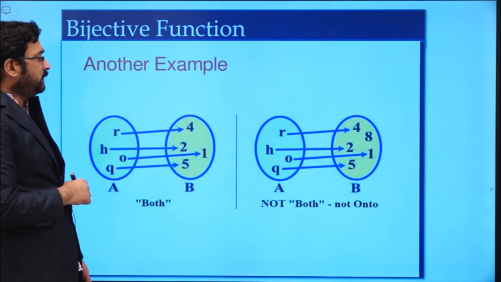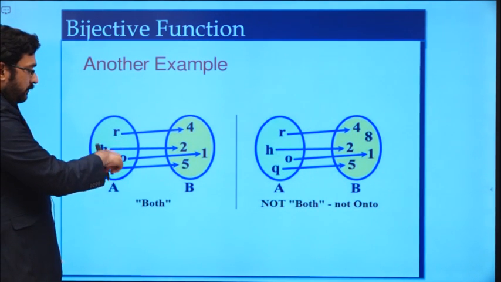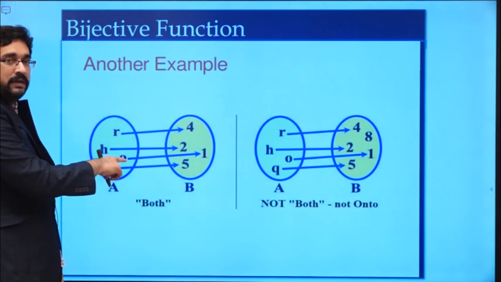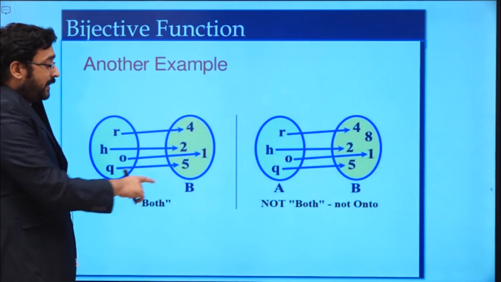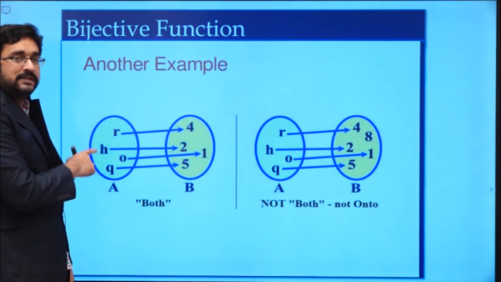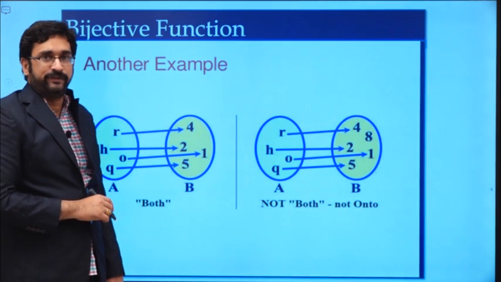Take one more example. Here this is bijective because here the domain has 4 elements, and here 4 elements. As distinct elements of the domain are mapped to different elements of B, it is 1-to-1. As all elements in the codomain have a mapping from the domain, this is onto also. Hence, this is an example of a bijective function.